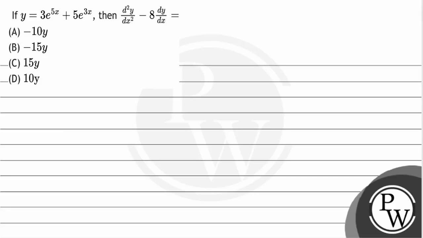So let's discuss the given question here. If y equal to 3 into e raised to 5x plus 5 into e raised to 3x, then find the value of d2y by dx square minus 8 into dy by dx equal to how much?